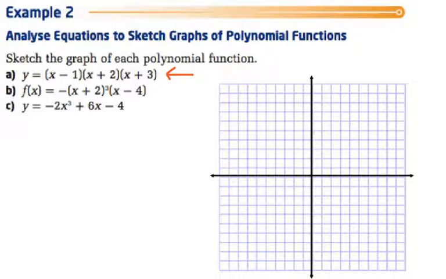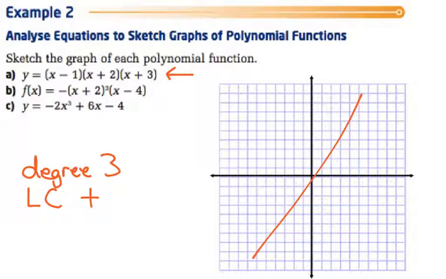So in A, we know it's a degree of 3 because we have 3 factors. We know the leading coefficient is positive because of the positive in front, meaning generally speaking the graph is going to make this kind of shape. But we're not going to draw it exactly like that. Just to give us a bit of an idea, we know it's going to have that kind of end and that kind of end.